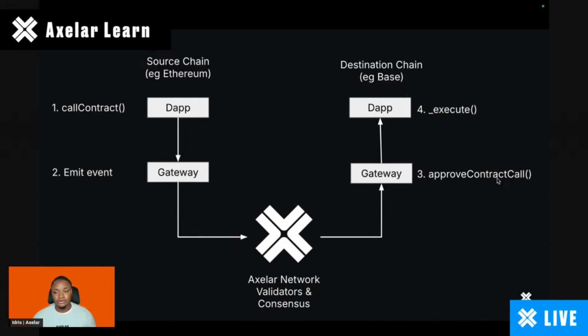contract call is being triggered to confirm that yes, this call has successfully been voted on and then approved. And now you can proceed to the next step. Then it goes back to the dApp on the receiving end, where the _execute method is called automatically, which is the receiving end that I mentioned.